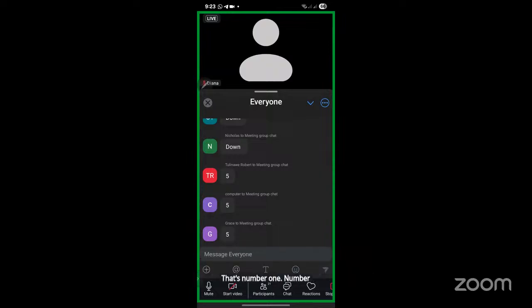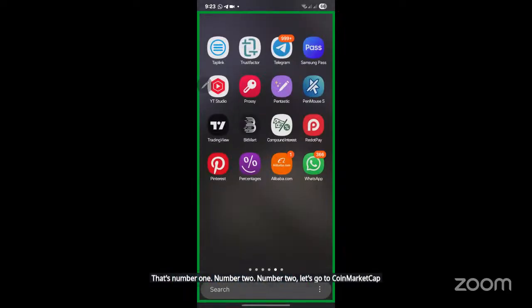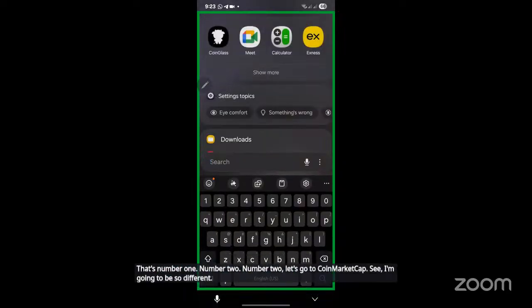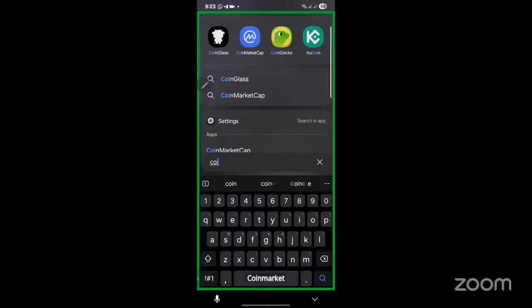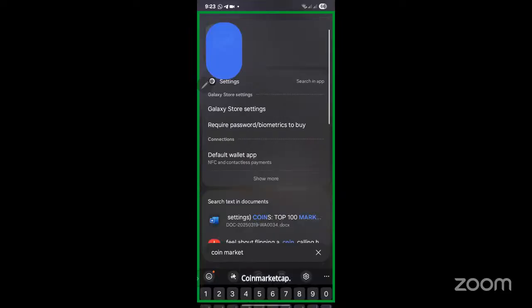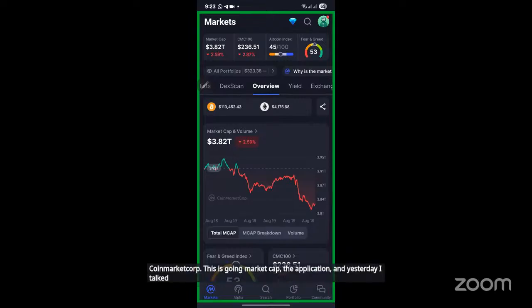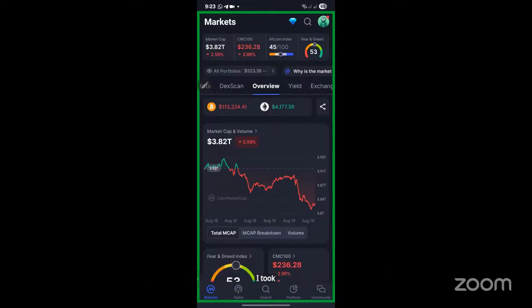Number two, let's go to CoinMarketCap. See, today I'm going to be so different. CoinMarketCap. This is CoinMarketCap, the application. And yesterday I talked about the Bitcoin dominance.